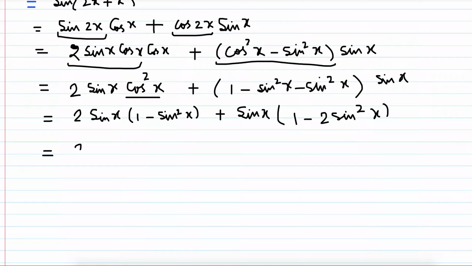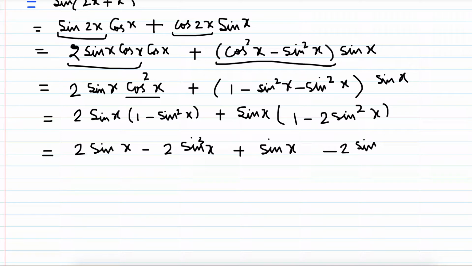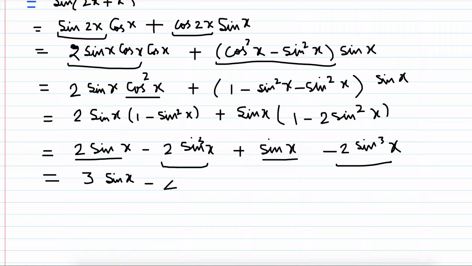Now we can expand. So it becomes 2 sine x minus 2 sine cube x, and the second term becomes sine x minus 2 sine cube x. So this 2 sine x and 1 sine x becomes 3 sine x. And this minus 2 sine cube x and this minus 2 sine cube x becomes minus 4 sine cube x. So this is our formula for sine 3x.